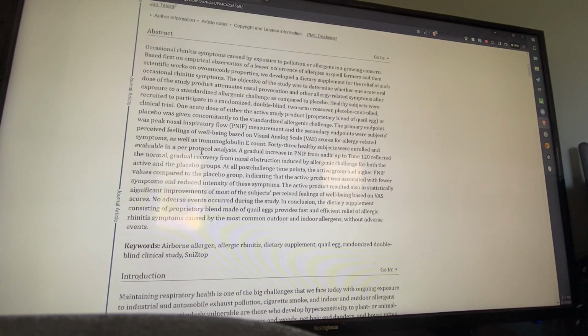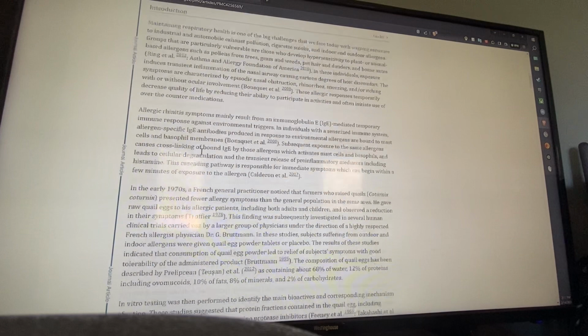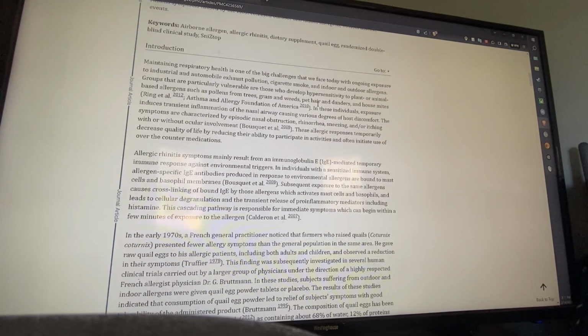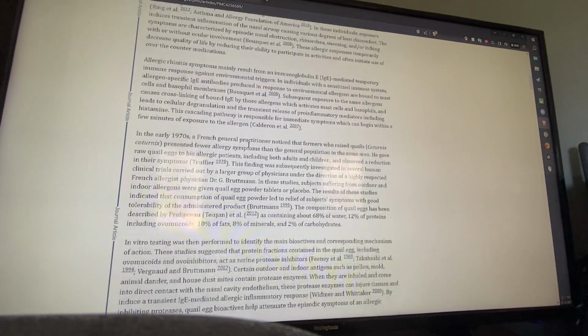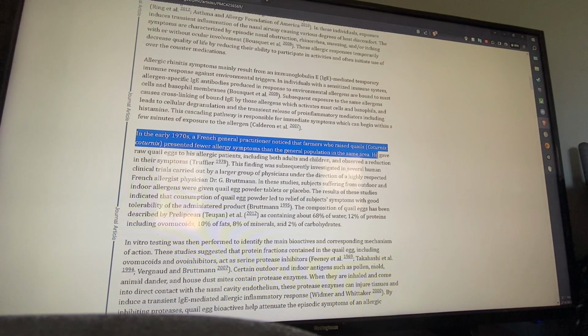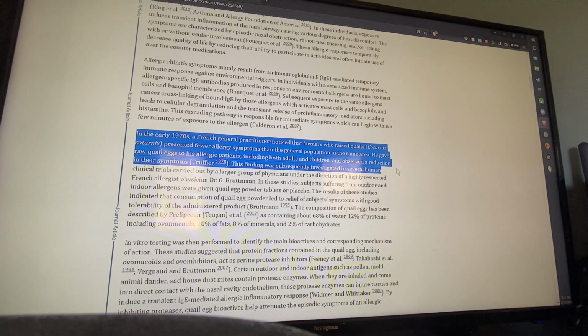And then we have the abstract here, the introduction. So the history of this is, let's see if I can find it here, right here. In the early 1970s, a French general practitioner noticed that farmers who raised quails, Coturnix, presented fewer allergy symptoms than the general population in the same area. He gave raw quail eggs to his allergic patients, including both adults and children, and observed a reduction in their symptoms.